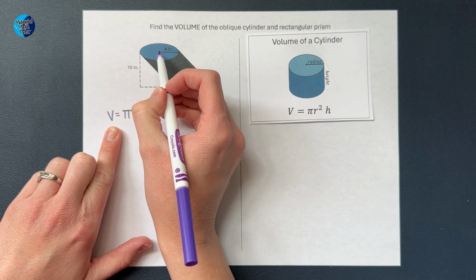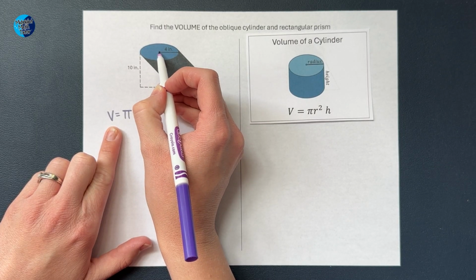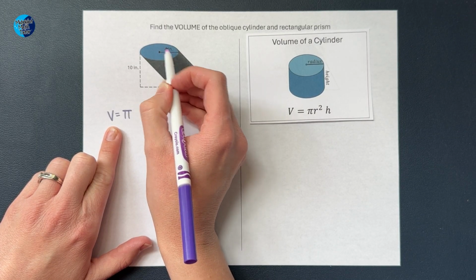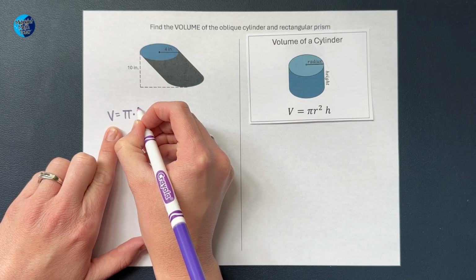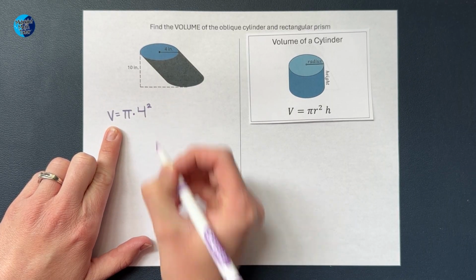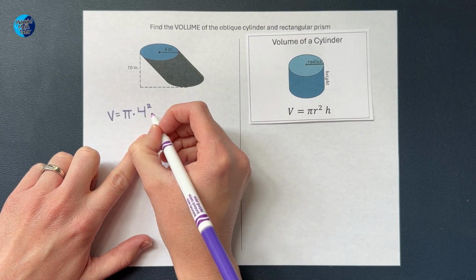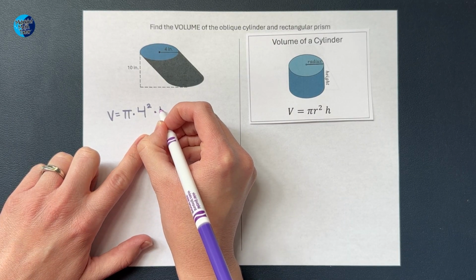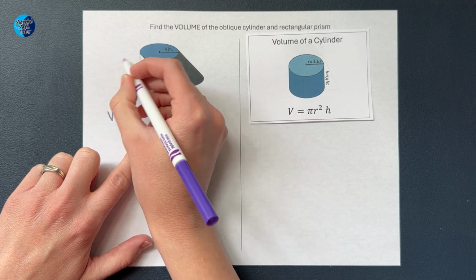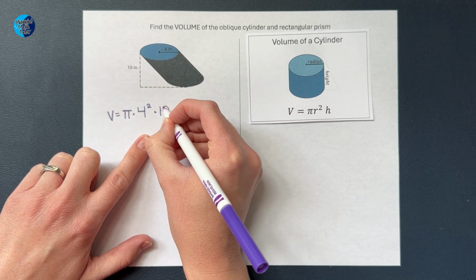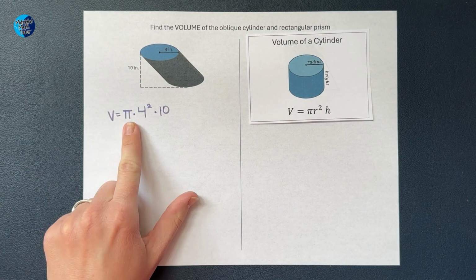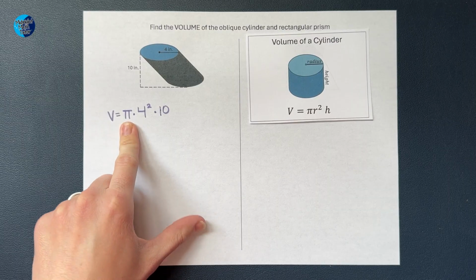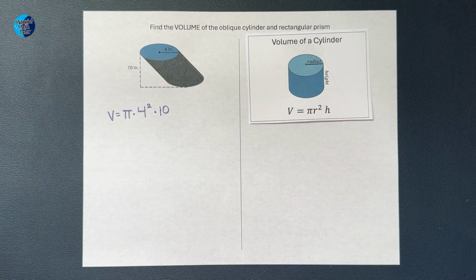Now, what's r? R is my radius. It's from the center of the circle to the outside. So it happens to be, in this case, 4 inches, and we are squaring that. And then we're timesing it by the height, which is, in this case, 10. If you need a review on how to find the area of a circle, or you're not sure what pi is, I will have some videos linked in the corner for you.